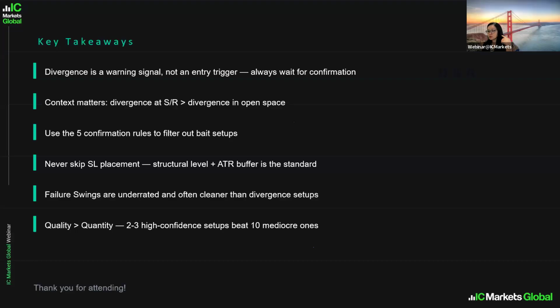Spot divergence, price action. Okay, if RSI is also at overbought, then you can sell. And also below 30, you see the bullish divergence and price action, then you can buy. Use the 5 confirmation rule to filter out biased setups. Never skip stop loss placement. Okay, structural level plus ATR buffer is the standard. I forgot to show you the ATR. I'm going to show you guys later after these slides. Failure swings are underrated and often cleaner than divergence setups.